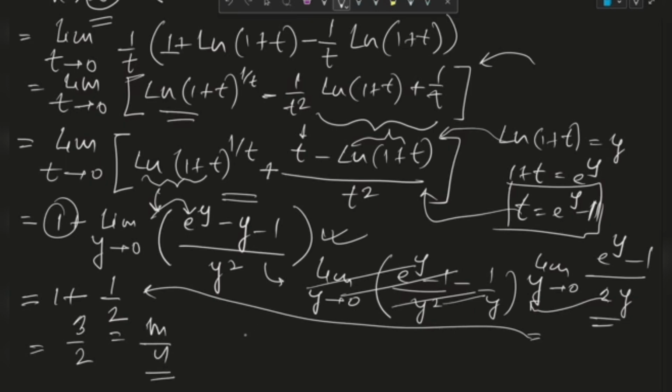So in this particular question, we had to find the value of 2m minus n, which is basically 6 minus 2. So your answer for this question is 4. This was a good question on limits. Now we will proceed to the next question.